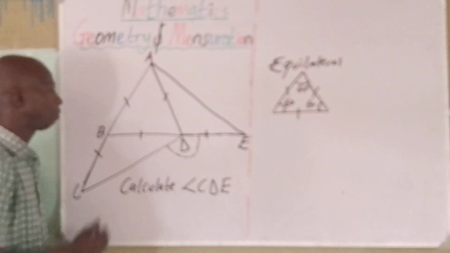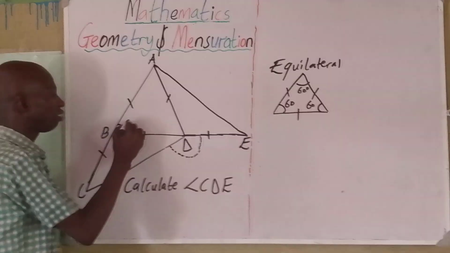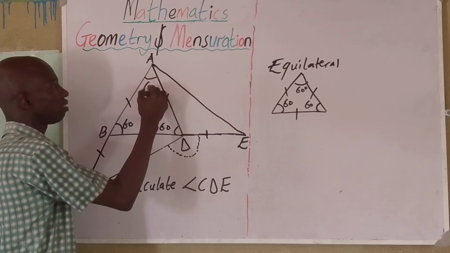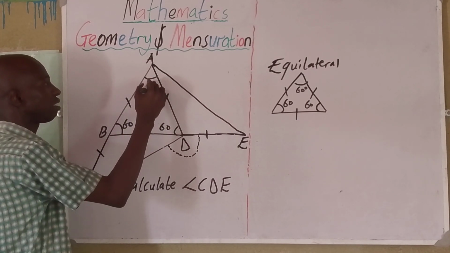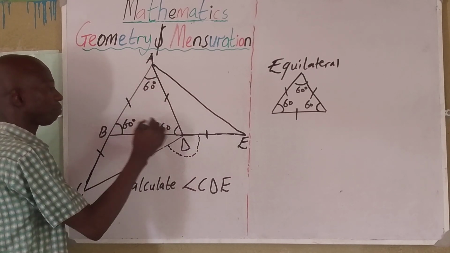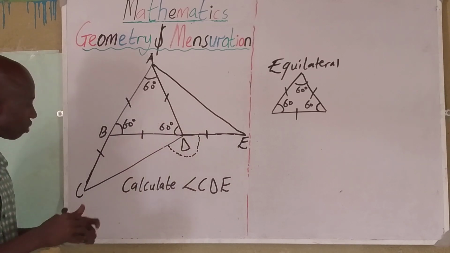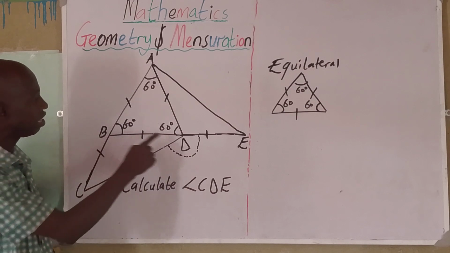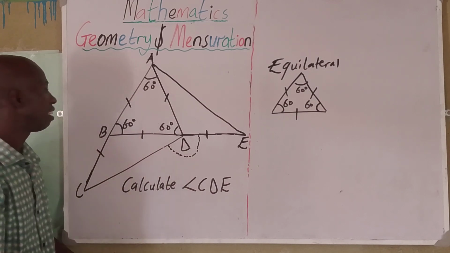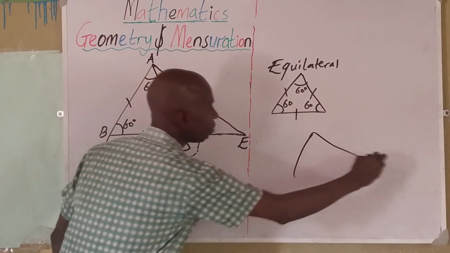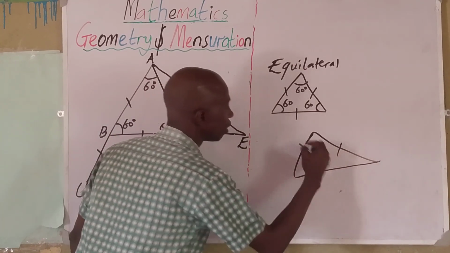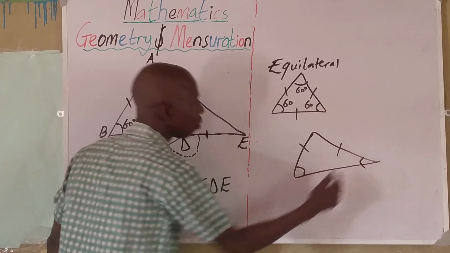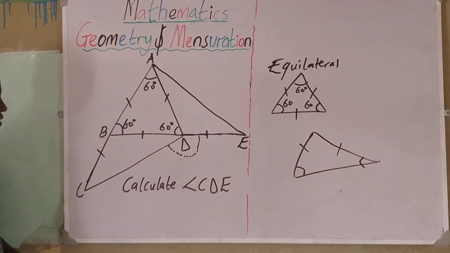So we'll come here now. I'll say here is now 60, here is 60, and here is 60 degrees. That's the first thing I've seen, okay? Now the next thing I've seen is I have another triangle here. Triangle CBD is more like an isosceles triangle, telling you that the two base angles must be equal.